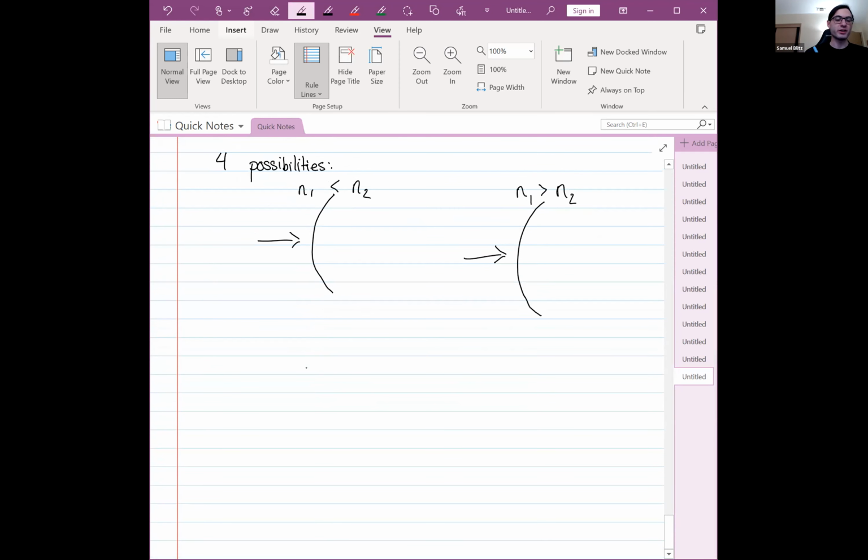The other 2 possibilities are exactly what you might expect. They're concave shaped. You have light coming in from this side. You have N1 less than N2. What would be a good example of this?